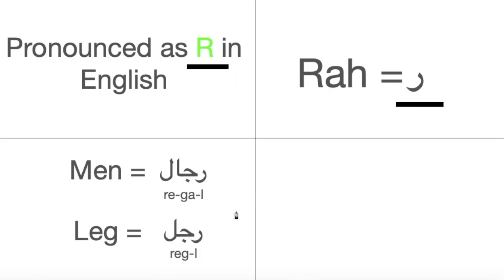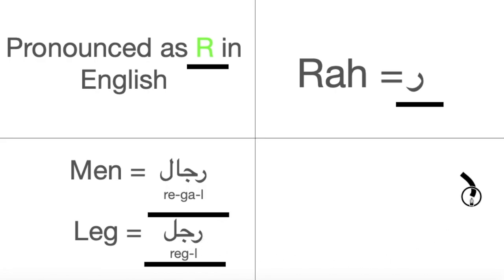Re, as in regal. Regal means men. Re, Gim, Alif, Lam. Regal. Or Re as in regl. Regl means leg. Re, Gim, Lam.